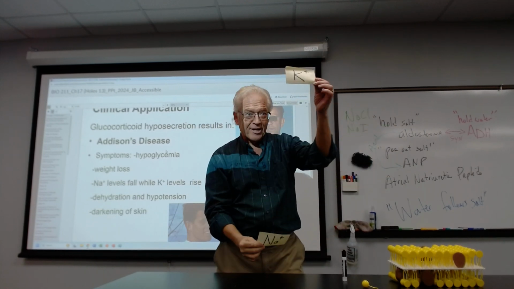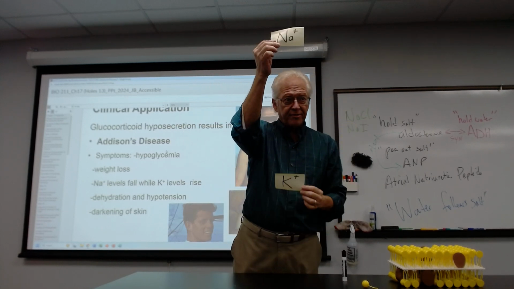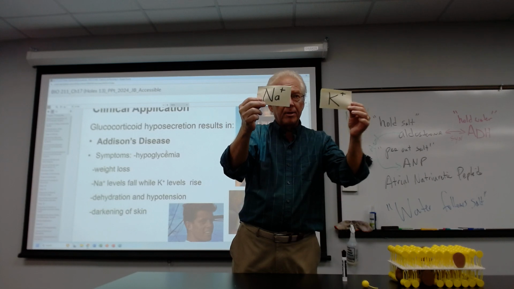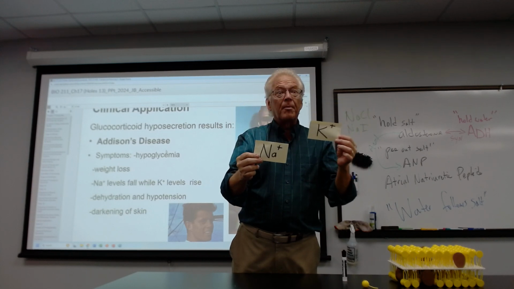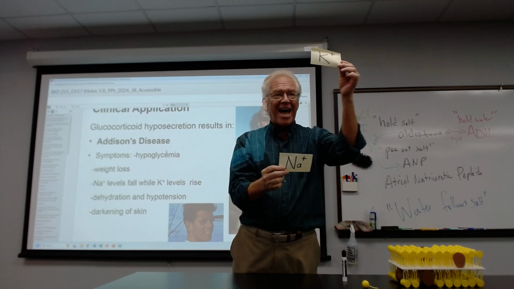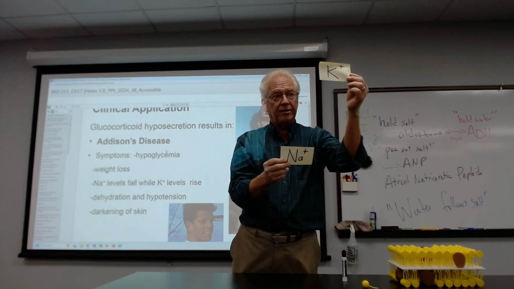See, in your cells it looks like this: high this, low that. In your blood it's high this, low that. 10-4? What happens when the potassium starts creeping up? It makes your heart stop. So do I want this? That's Addison's disease. Got it? That's one of the big problems with Addison's disease.